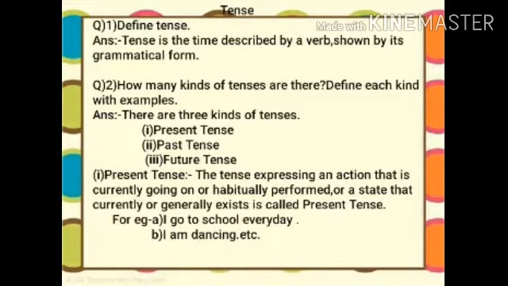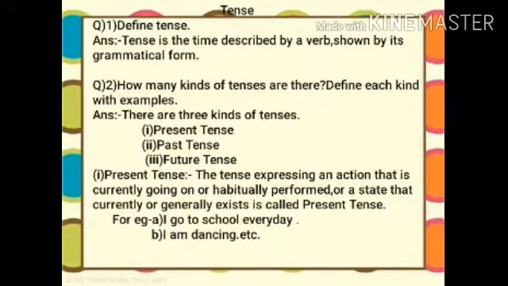The tense expressing an action that is currently going on or habitually performed, or a state that currently or generally exists, is called present tense. That means any action which is currently going on or habitually performed, or a state that currently or generally exists, is called present tense. So we can call those tense as present tense. So you can see examples I have written. I go to school every day. It's my habit. Second example, I am dancing. That means I am continuing my action.